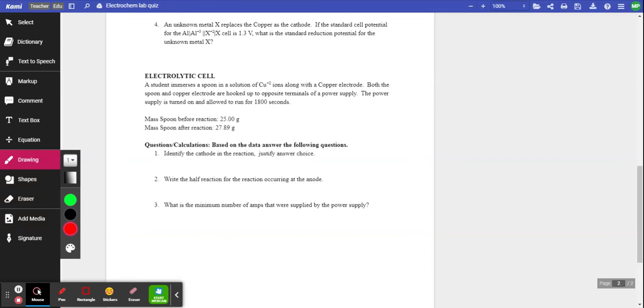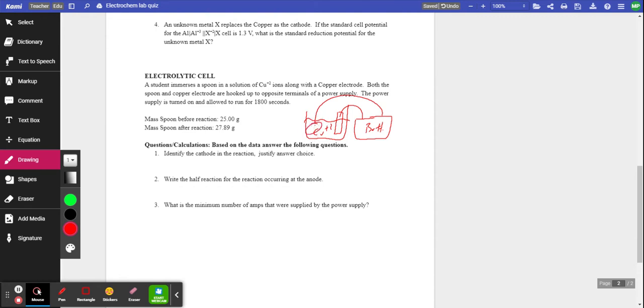The electrolytic cell portion of our lab quiz. We're going to be electroplating, so we have a copper solution. We have a copper electrode hooked up to a battery. We have our power supply, and that's hooked up to our spoon.